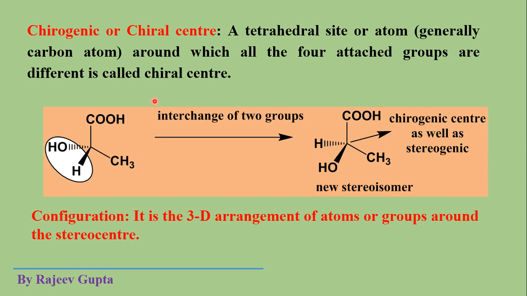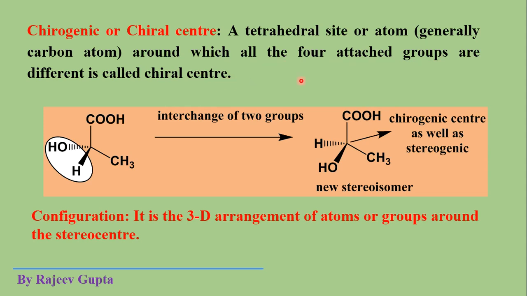So first we revise what is chiral center or chirogenic center. A tetrahedral site or atom, it should be tetrahedral. A tetrahedral site or atom could be a carbon atom or nitrogen atom or other thing, but in case of organic chemistry we will consider this site as a carbon atom, around which all the four attached groups are different, is called chiral center or chirogenic center.